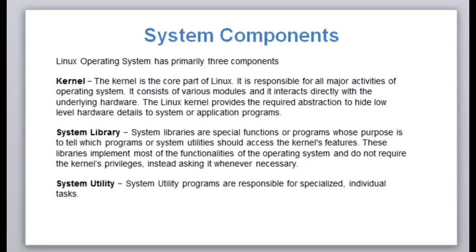You also have your system libraries. System libraries are special functions or programs whose purpose is to tell which program or system utility should access the kernel's features. These libraries implement most of the functionalities of the operating system and do not require the kernel's privileges, instead asking it whenever necessary. And then finally, you have your system utilities. System utility programs are responsible for specialized individual tasks.